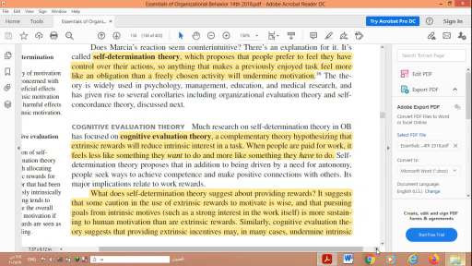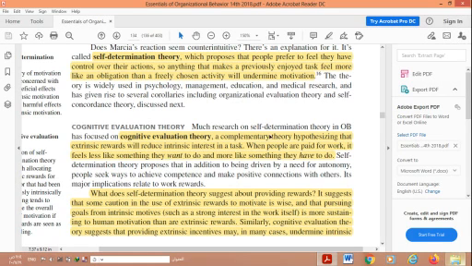According to this theory, the presence of powerful extrinsic motivators can reduce a person's intrinsic motivation. Focusing more on extrinsic motivators for performing a specific task will lead to reducing the person's intrinsic motivation. Let's read what is written here about the cognitive evaluation theory.